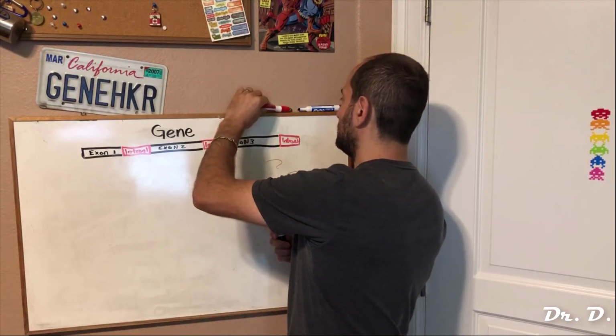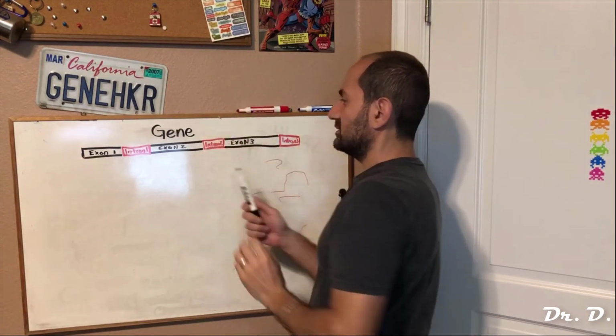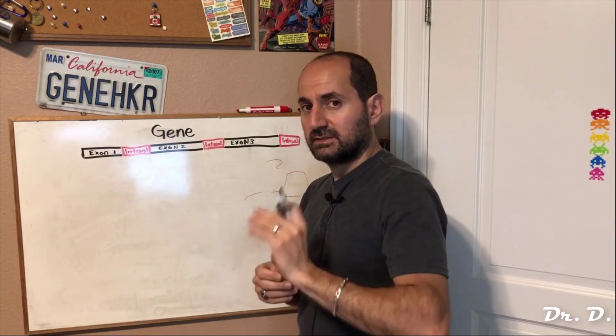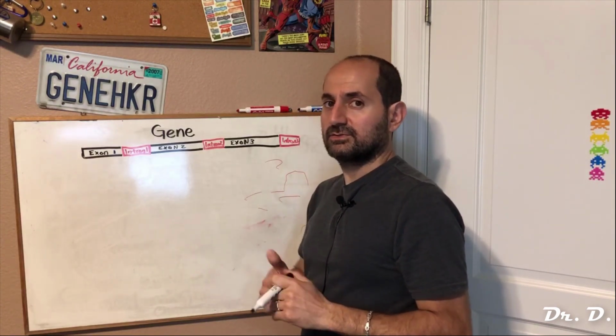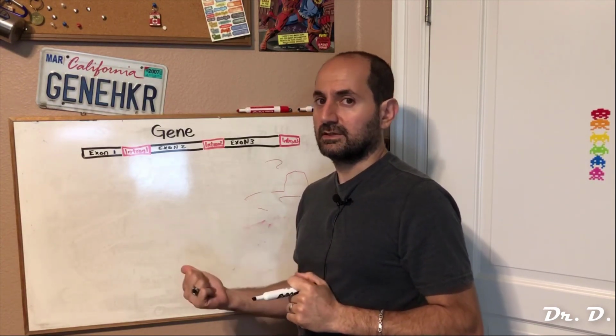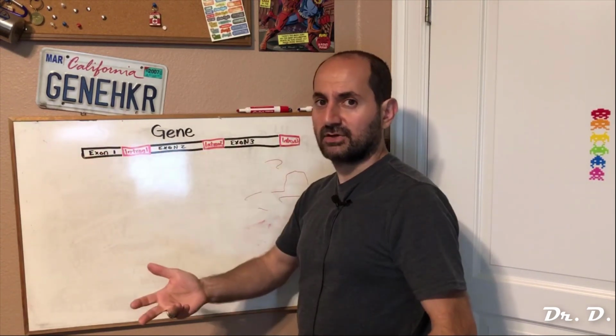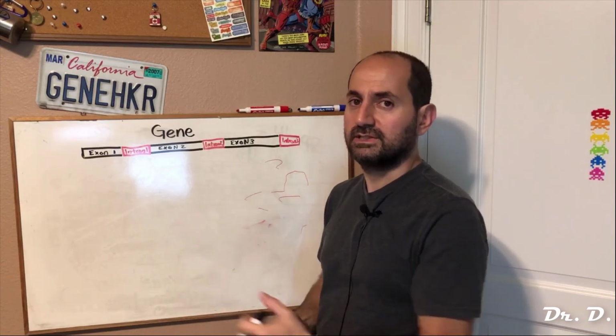So why do we care? Again, these introns, this filler information in the middle of the gene, is not present in prokaryotes. It's only found in eukaryotes. In a prokaryote, the entire gene is like one big exon because everything codes for a protein.